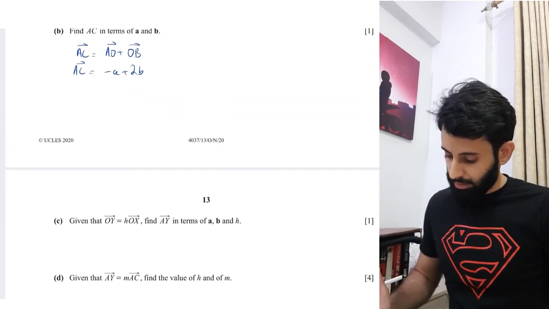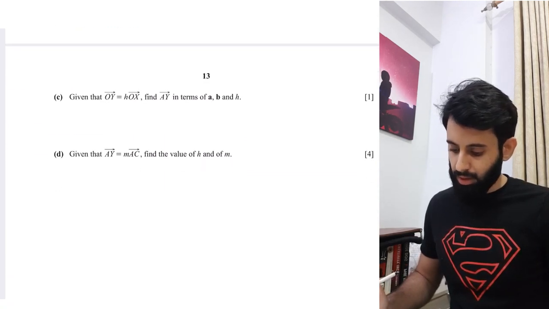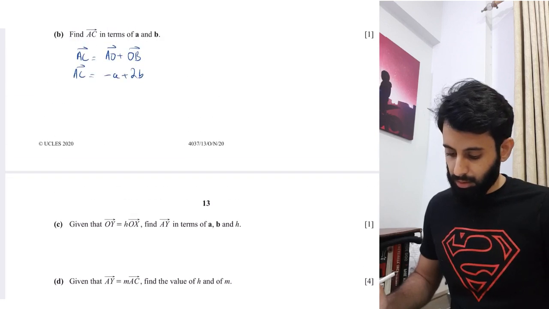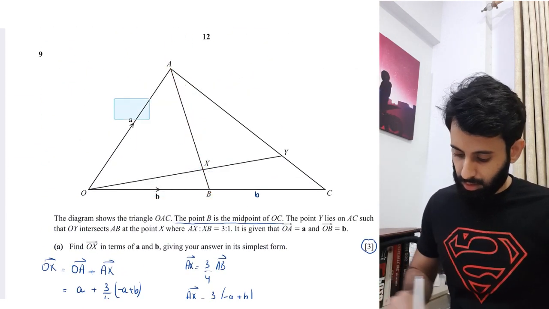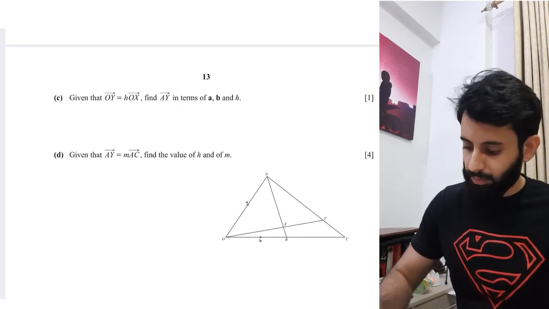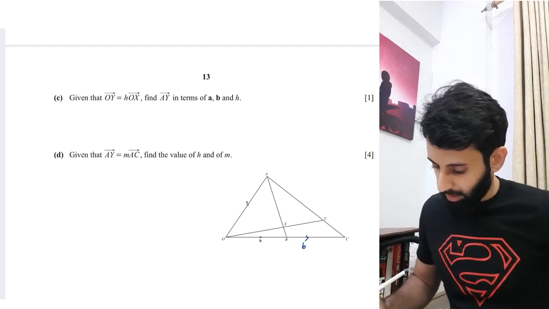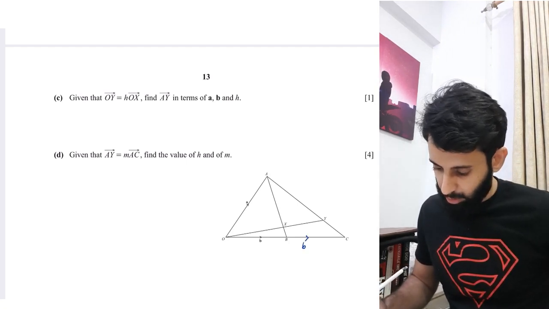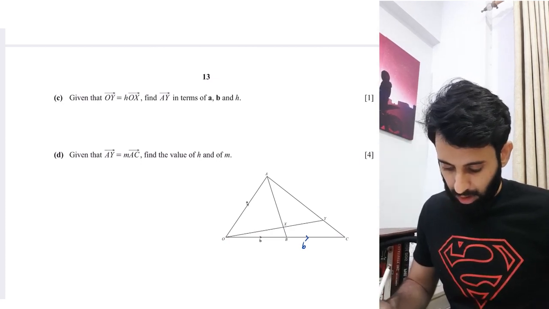Okay, so it says given that OY is equal to h times OX, and we have to find AY in terms of a, b, and h. Okay, so I think it's best if we take a screenshot of this and bring it down. Okay, so remember we worked out BC to be equal to b, and here the question says that OY is equal to h times OX. So, and we have to find AY.